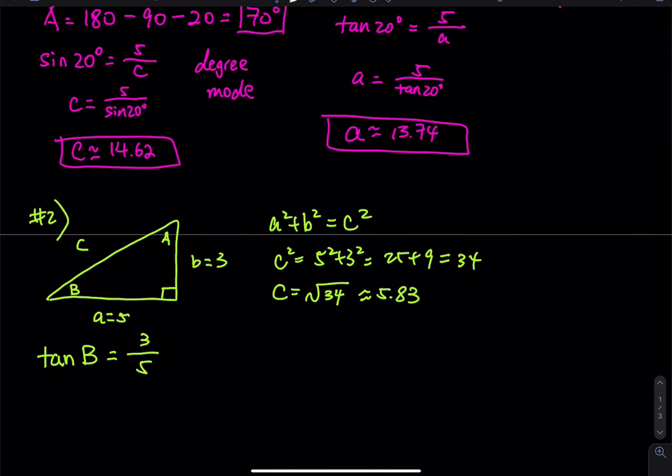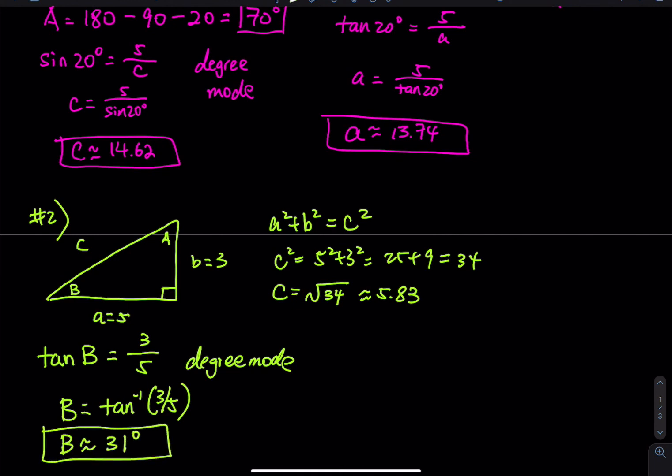How do you solve for B? To solve for B, you have to use inverse tangent. Actually, let's keep B on the left-hand side. So if we have B equals inverse tangent of 3 over 5, what mode do you use? You use degree mode. So B is approximately equal to 31 degrees, again, degree mode. So now we know B is equal to 31.